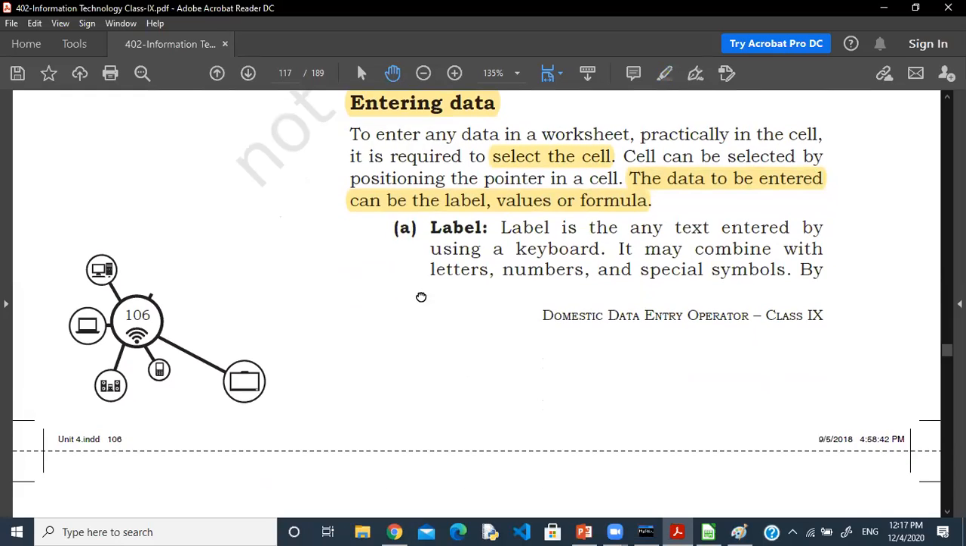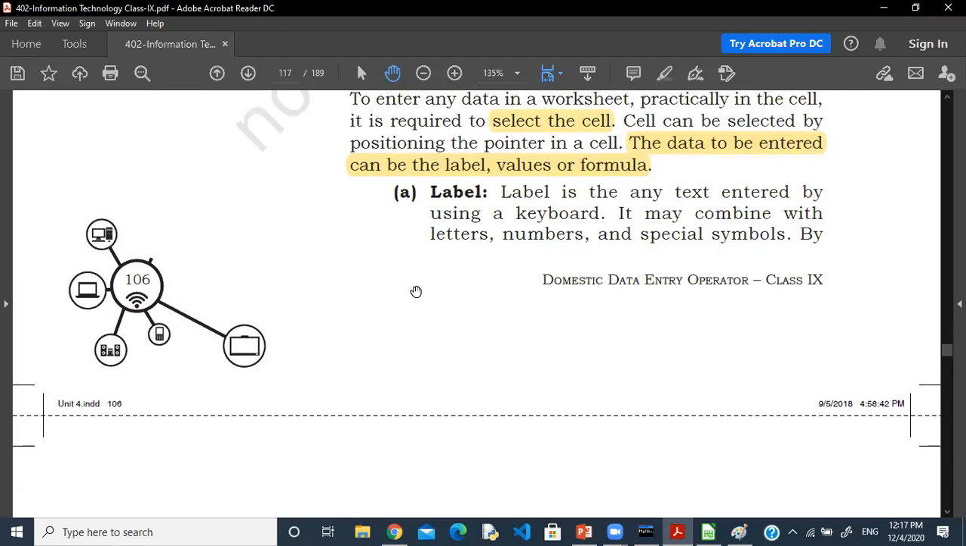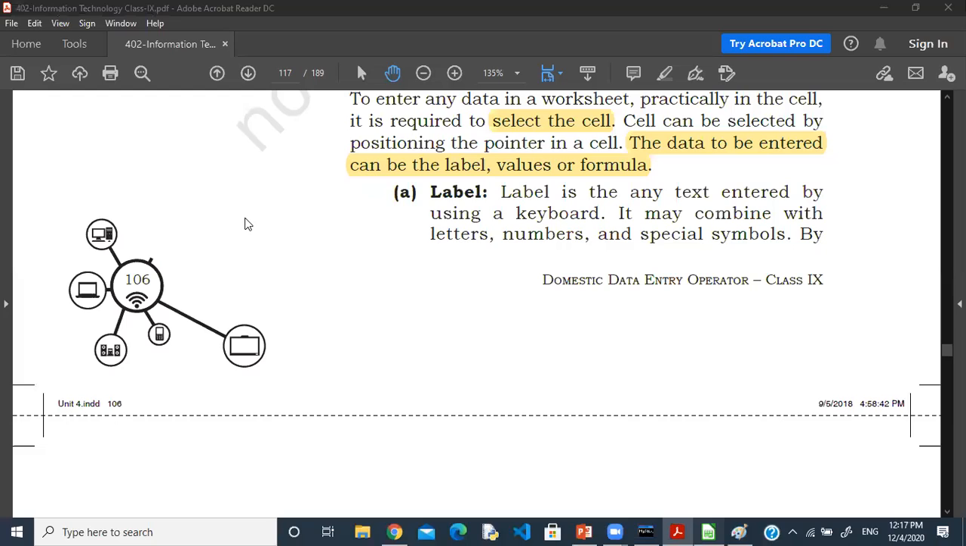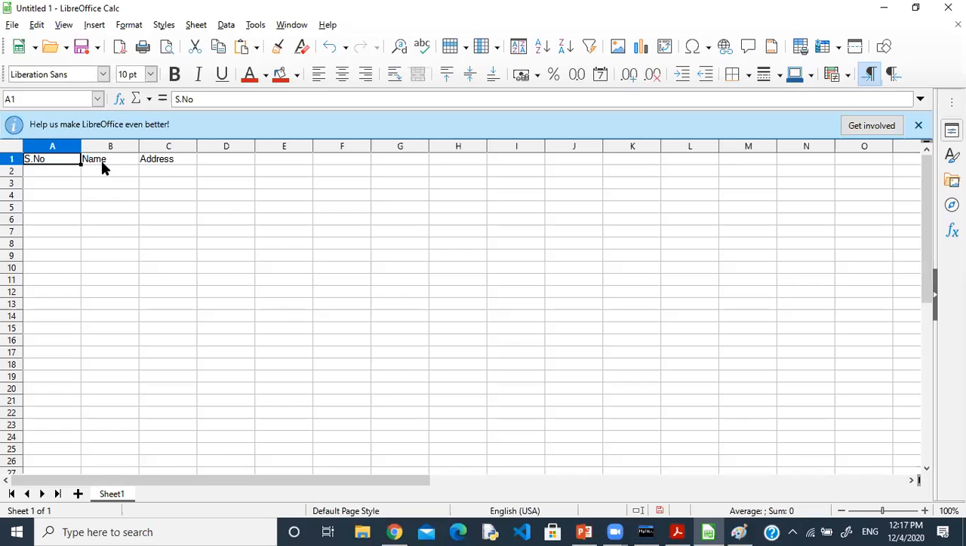Actually, whenever you are going to input data, we input three types of values. Okay. What are the three different types of values? The first is known as the text value. Sometimes we write text, like I have written in this sheet. You can see I have written serial number, name, and address here.